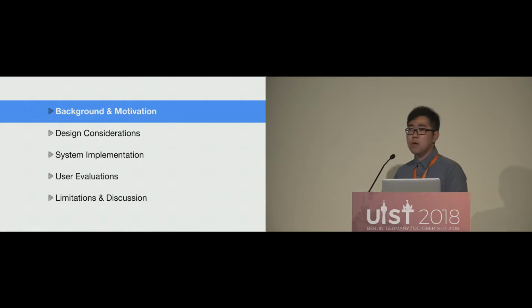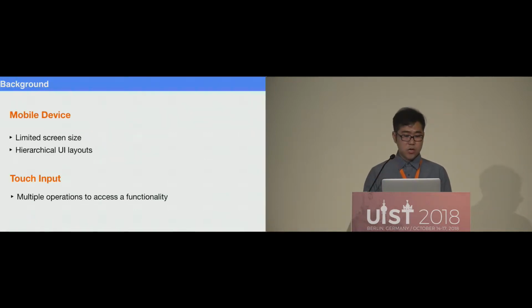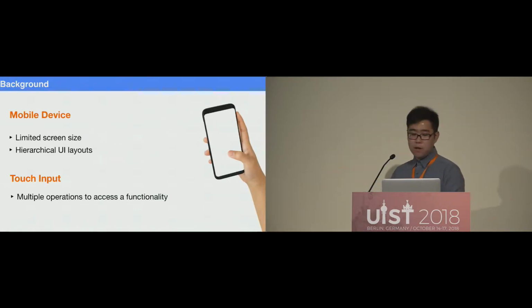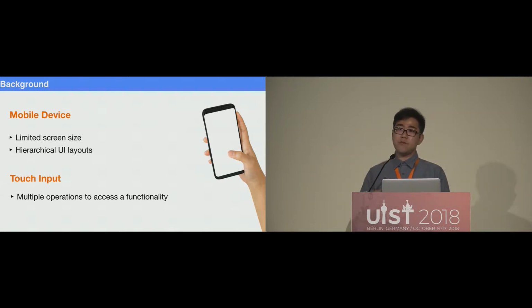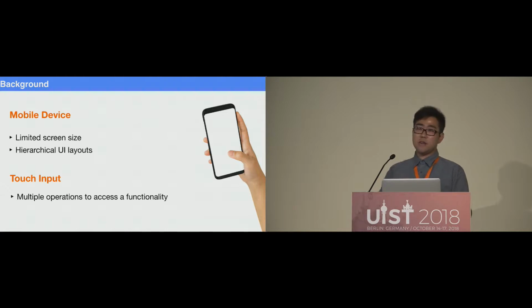So first of all, why do we want silent speech interaction? Touch interaction on smartphones is very intuitive and simple, but given the limited screen size and the hierarchical UI layouts, reaching a desired item often requires a series of operations, such as slidings and clickings to jump from one page to another. So it would be great if we can access functionalities in a more rapid way.